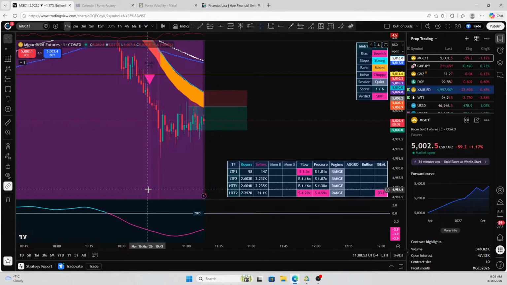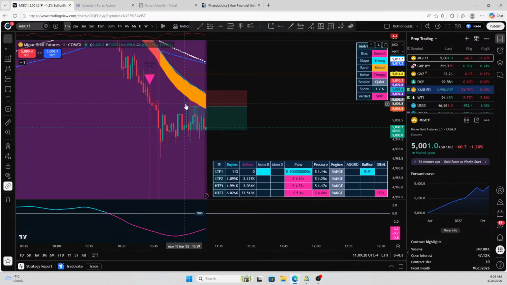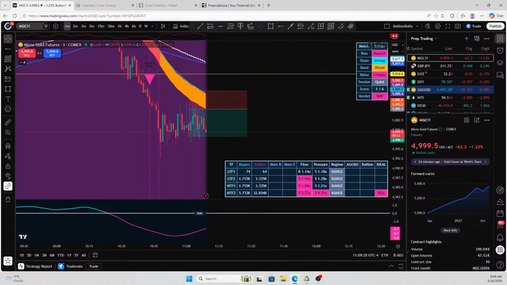Let's see. Again, the band has come down, so we're just going to target this right here. And again, target a minimum 1:1.5. Okay, so let's see.